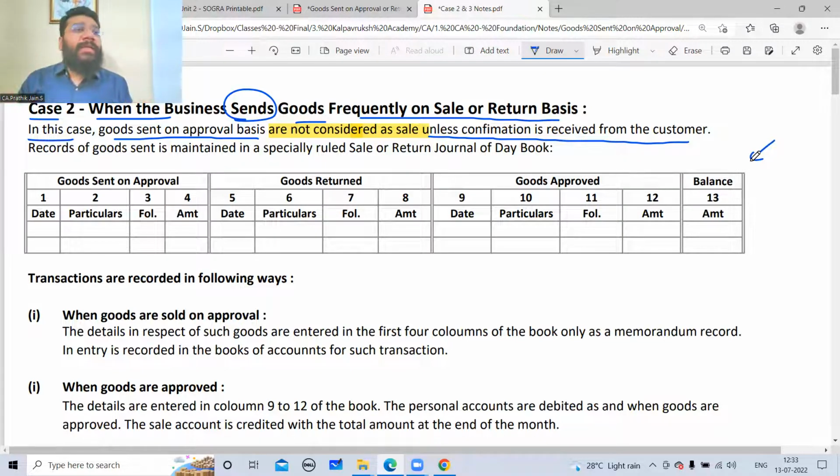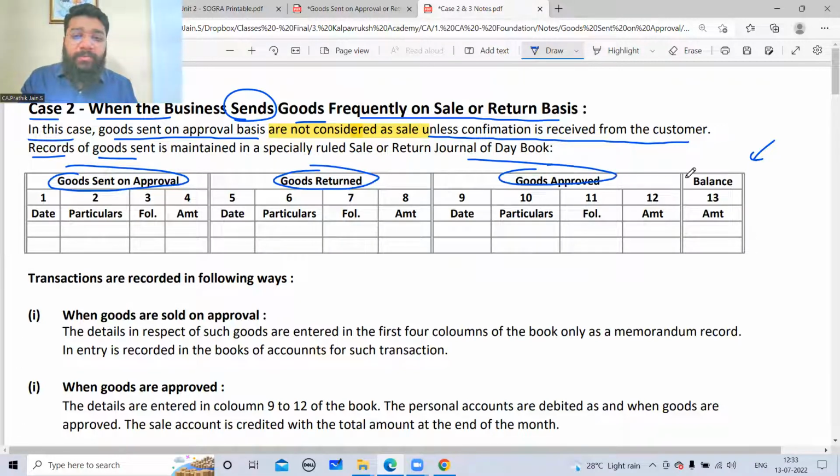This format, what you're seeing, is not a journal or a ledger. I would say it is rather a presentation where you record the goods sent as a day book. It's an additional book that you maintain apart from your journal book, ledger book, etc., so that you capture the information. If you see, this entire book is bifurcated into 4 broad columns. This is the first column, this is the second column, this is the third column, this is the fourth column.